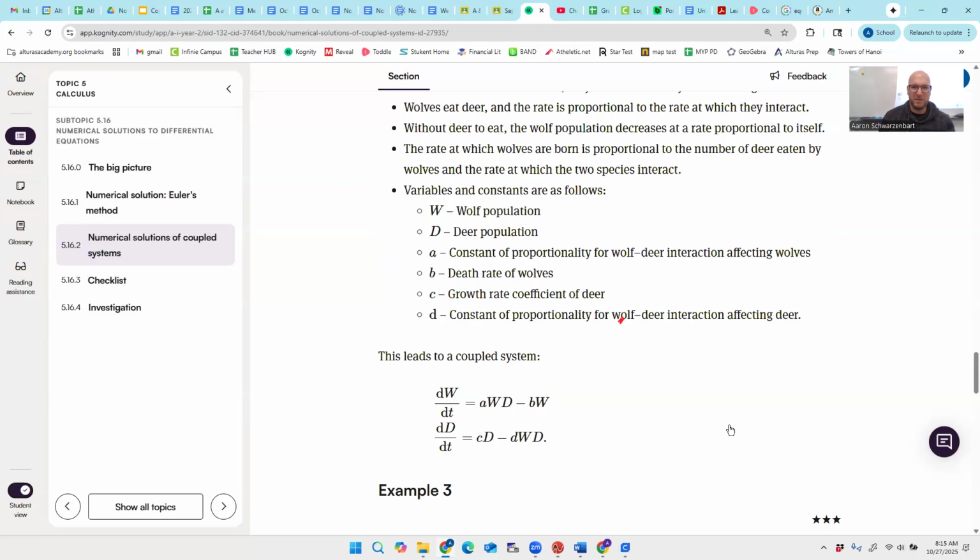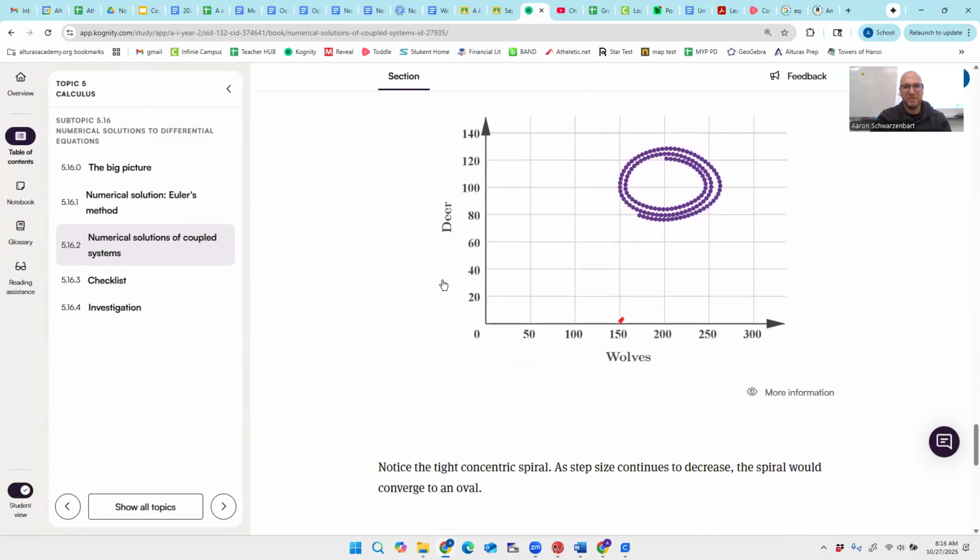dW/dt is the rate of change of the wolf population over time, versus the rate of the deer population. Okay? So we can see that a constant times wolf population times deer population, minus another constant for the death rate of wolves times wolf population, gives you the change in wolf population. The change in deer population is the constant growth rate, like the birth rate for deer, minus the constant of proportionality for the deer-wolf interaction. Wolves limit deer population, right? If there's not enough deer to eat, that limits wolf population. You guys have all heard this in biology, I'm sure, right? And if we put it, notice what we get.